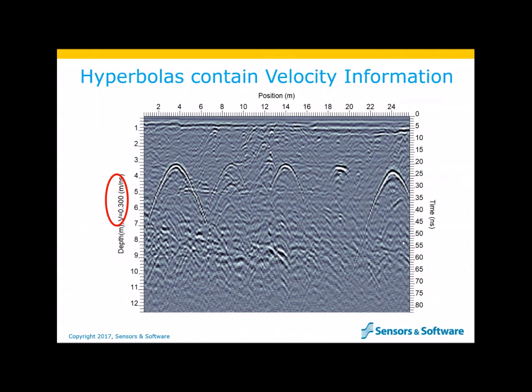As you see in this case here, the image has not been affected one bit, only the depth scale. So at the speed of light, it appears that the leftmost hyperbola is about 3 meters, but that's only because of an incorrect velocity setting.